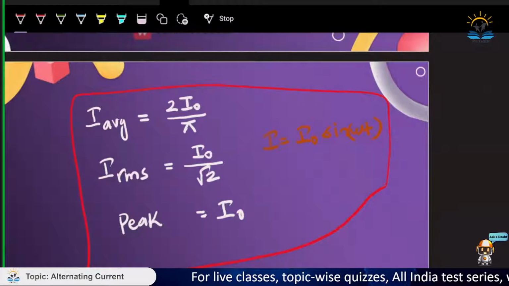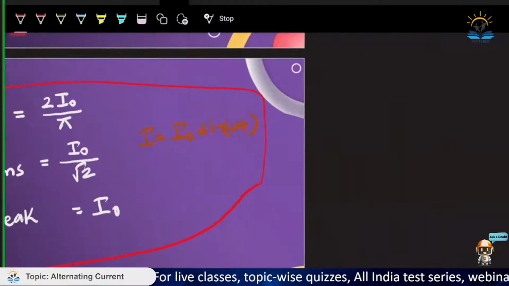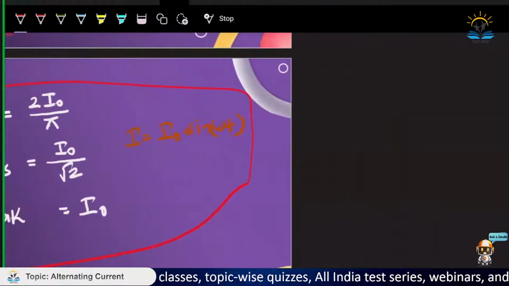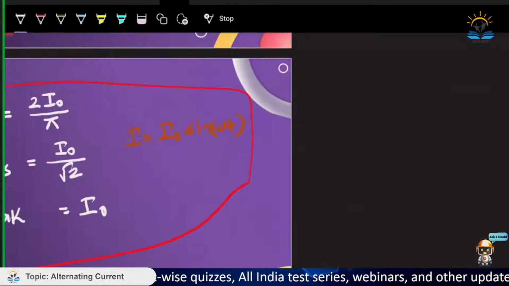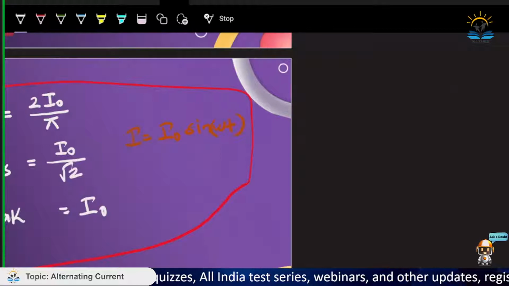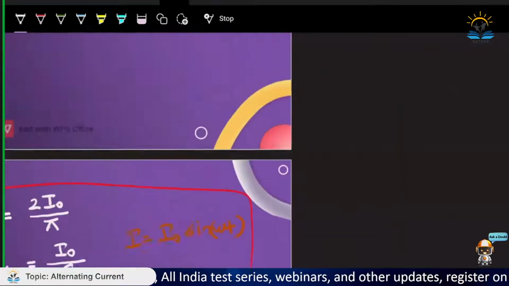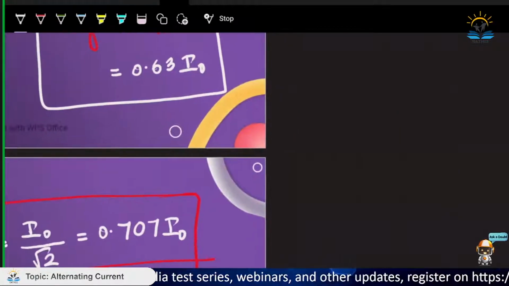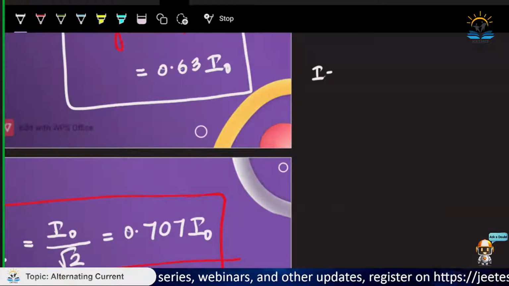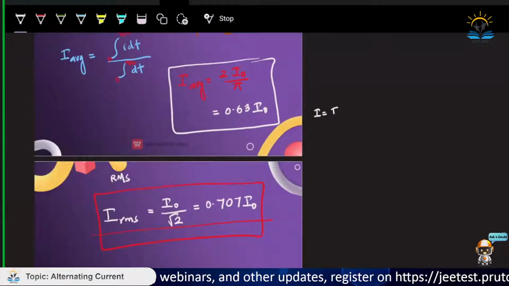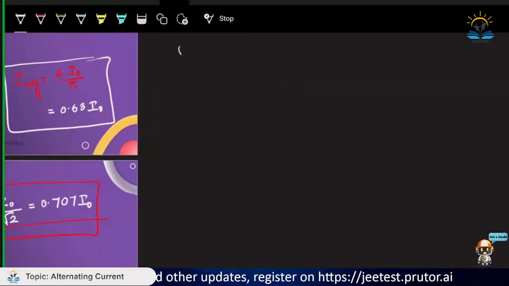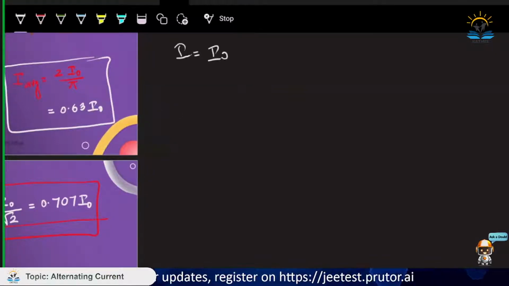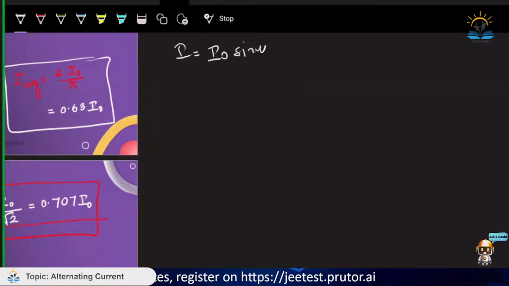Suppose we are given that current I equals I naught sin omega t. We have to find what?